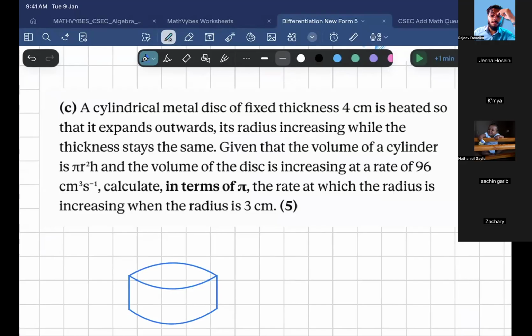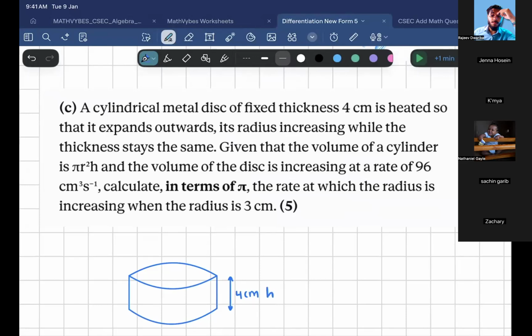So you okay with that? We have a cylinder, yes, sir, and it has a fixed thickness of 4 centimeters. So I have a question. In the formula for volume of a cylinder, what dimension would thickness correspond to? Would it correspond to radius or height? Height. Cool, so this is the height.